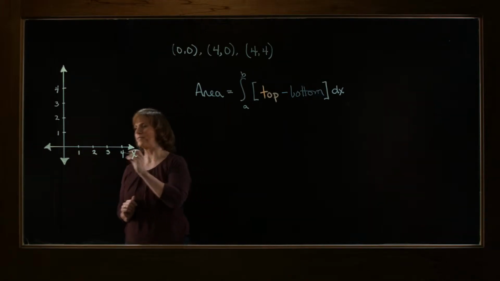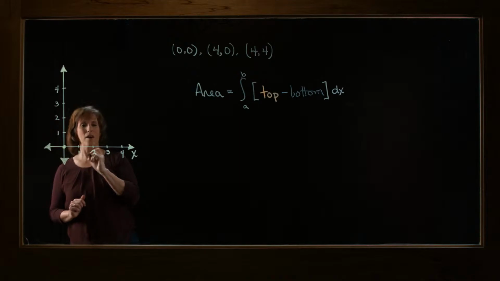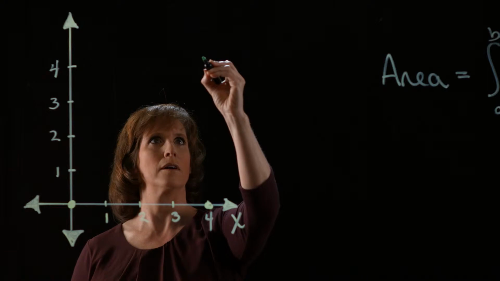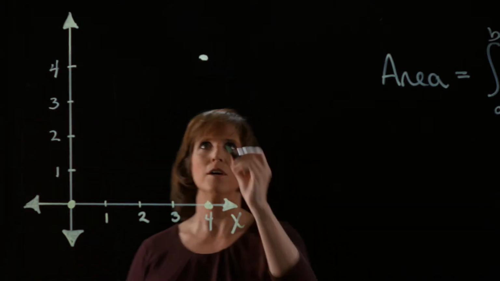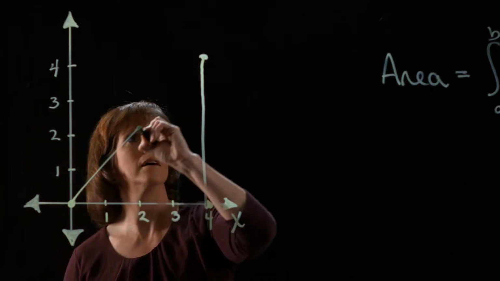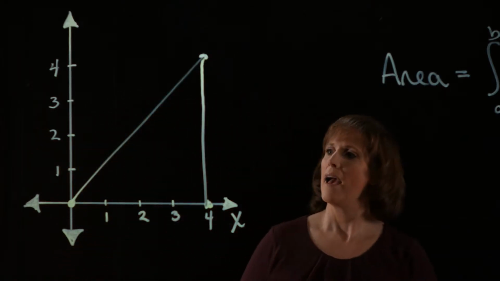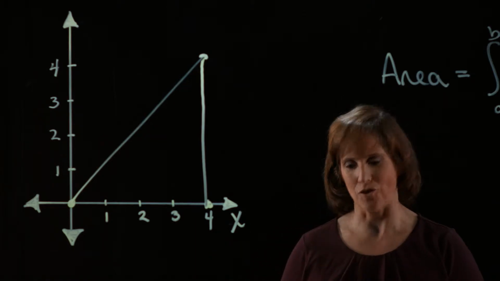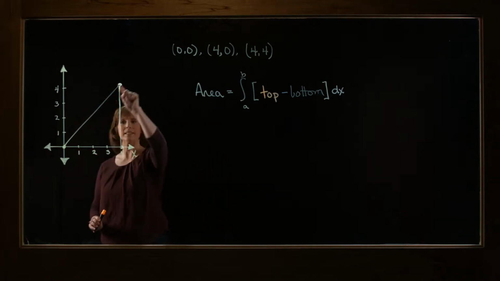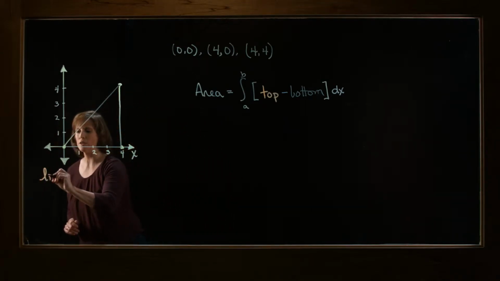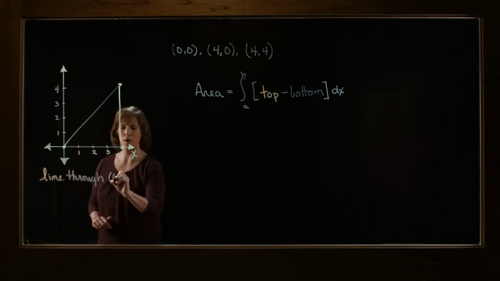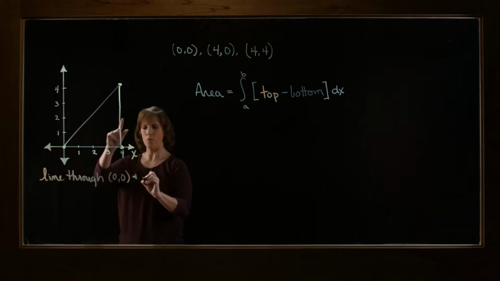So I know that one vertex is 0, 0, and I also have the point 4, 0, and the point 4, 4. Those are the vertices of my triangle. So now I'm going to draw in my triangle. And I want to take a look at what region I've described. Well, let's see. The top function is going to be this line, and it's going to be a line that goes through 2 points. It's going to go through the point 0, 0 and the point 4, 4.